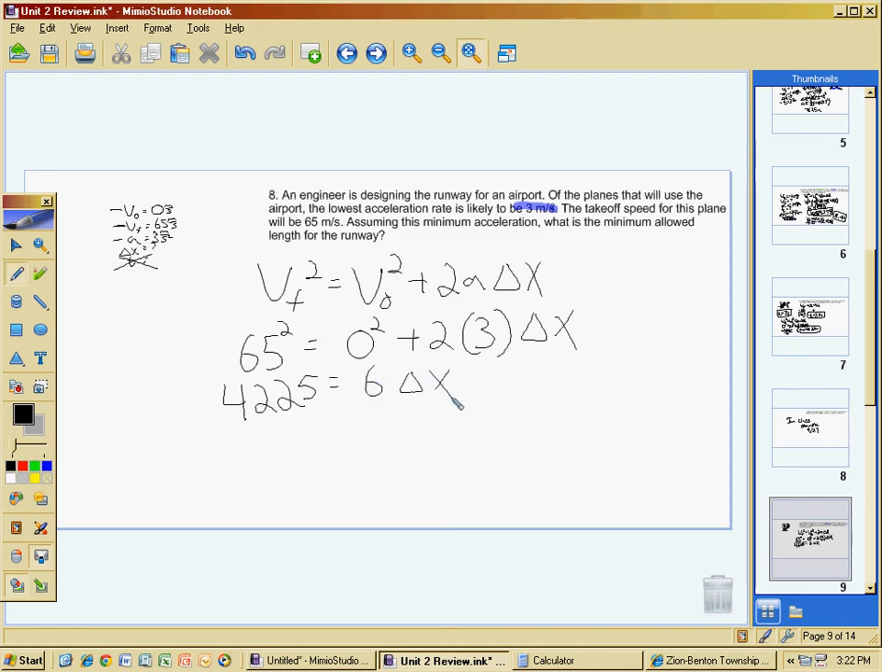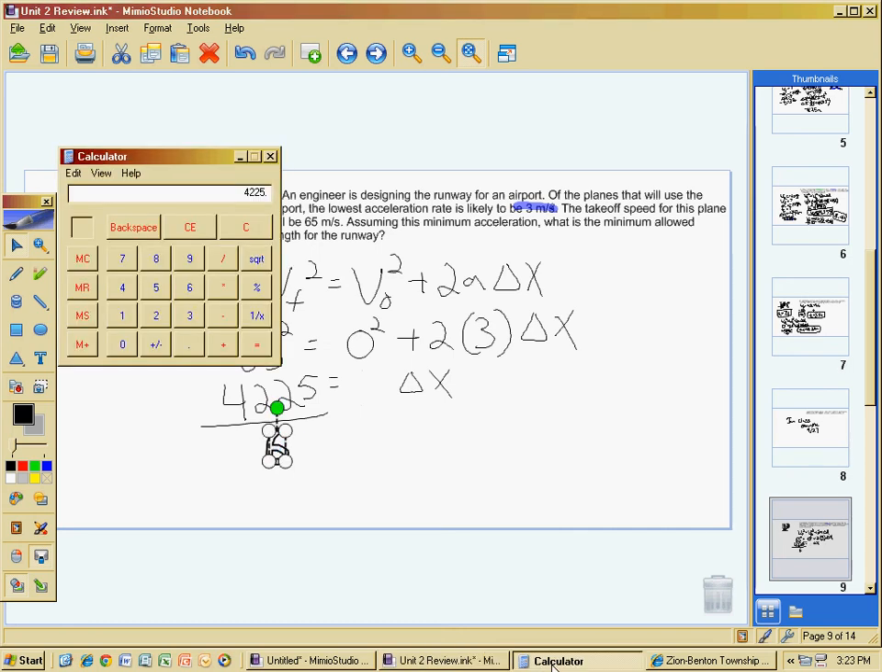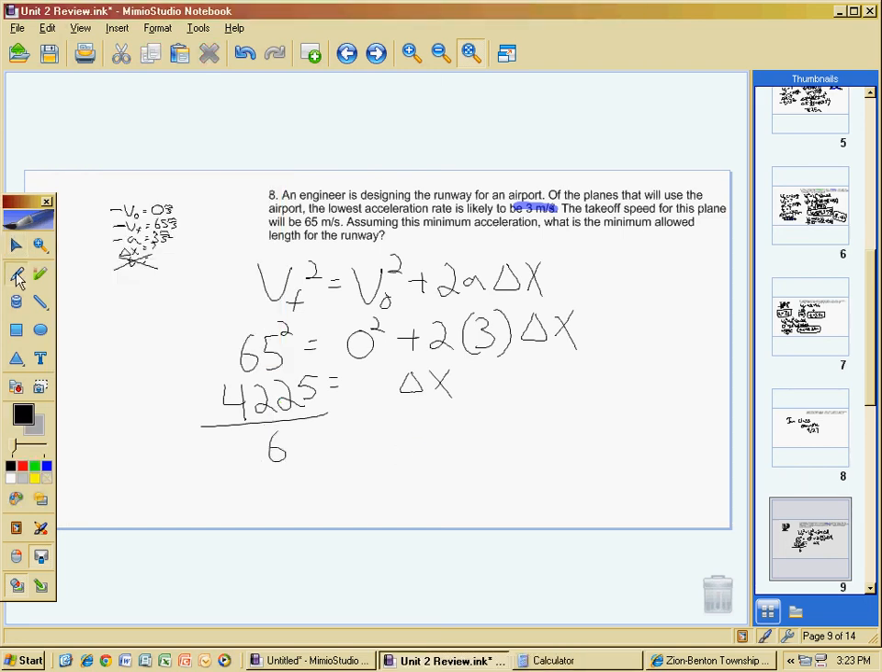Delta x, we're going to do the same thing where we're going to divide that 6 over. If this thing will let me do this. So delta x is going to equal our 4225 divided by 6, or 704.17 meters, and that's going to be our answer. Moving on, only a couple left.